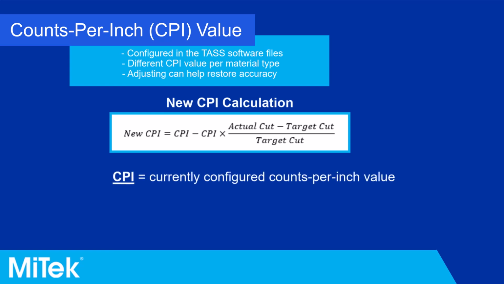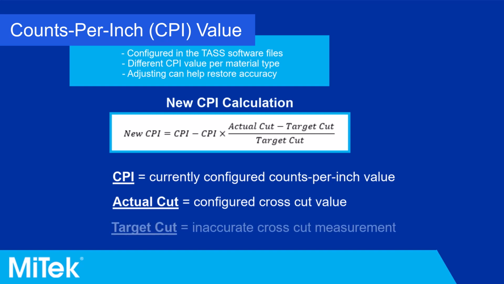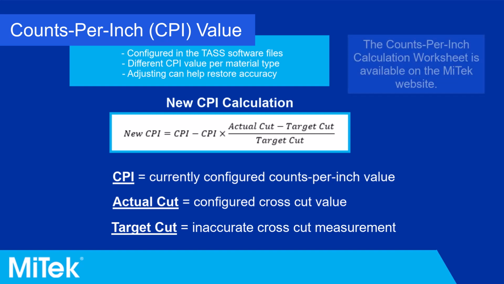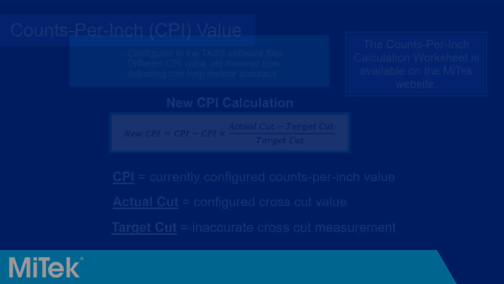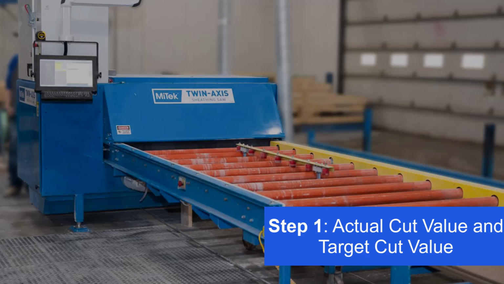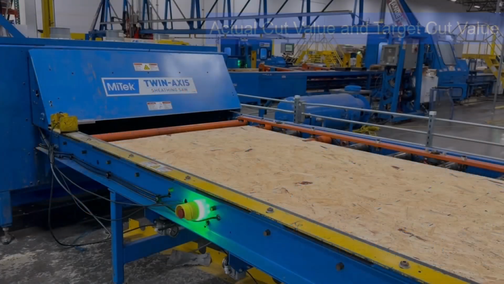CPI is the currently configured counts per inch value. The actual cut value is the configured cross-cut value, and the target cut value is the cross-cut measurement after the inaccurate cut. There is a counts per inch calculation worksheet available to aid in applying the calculation. The worksheet will be referenced later in this procedure and is available on the MiTek website. We can start by determining the actual cut value and target cut value.